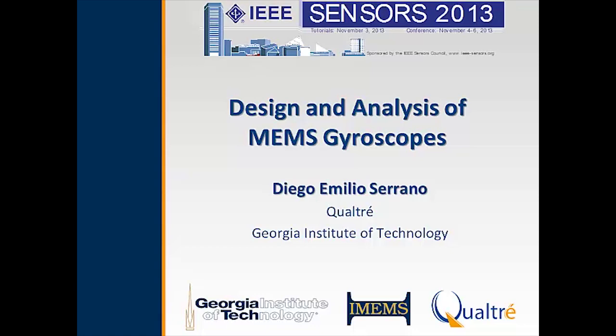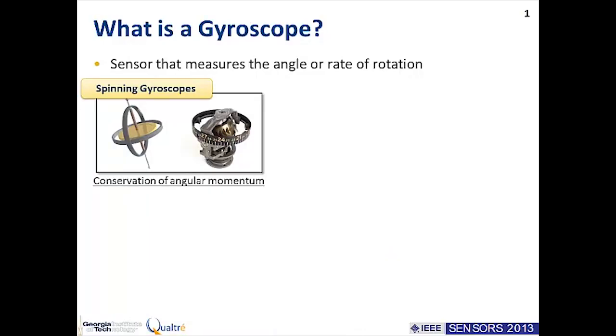So probably the best place to start our discussion on MEMS gyros is by defining what a gyroscope is. A gyroscope, or a gyrometer, or a gyro for short, is an inertial sensor that measures the angle of rotation or the rate of rotation of a particular object. And there are many different ways in which you can do this.